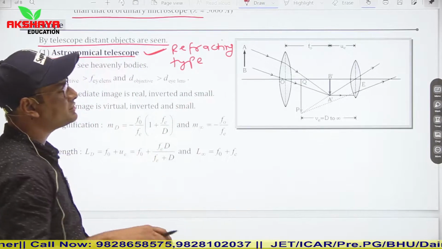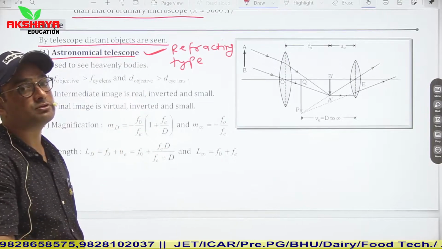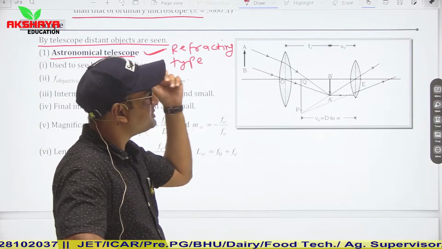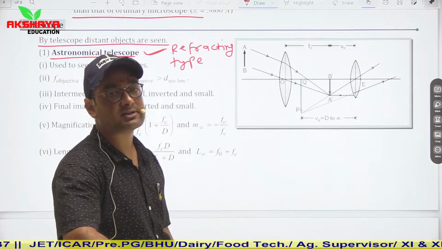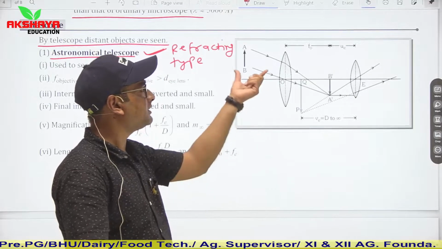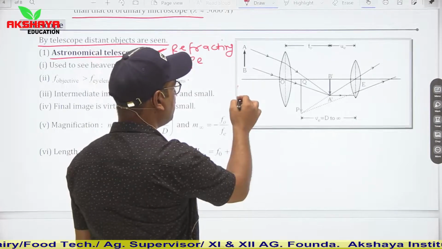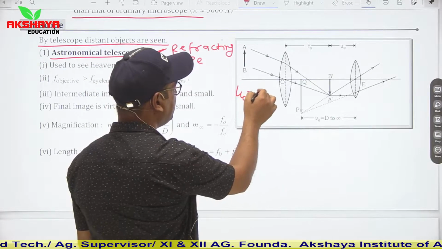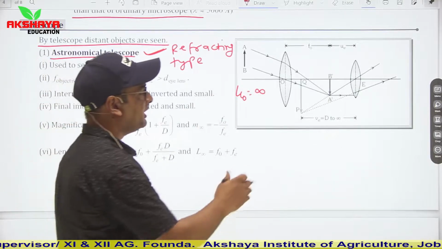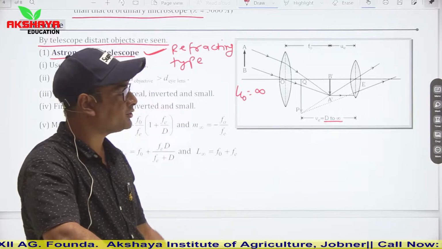So this is the general concept. Now an astronomical telescope is basically used to study distant objects like stars, moon, these distant objects. So generally we consider that our object is placed at infinity, so generally UO is taken as infinity, and the final image formed lies between D to infinity, least distance of distinct vision to infinity.